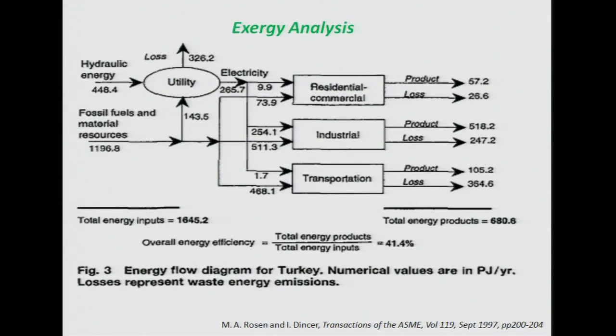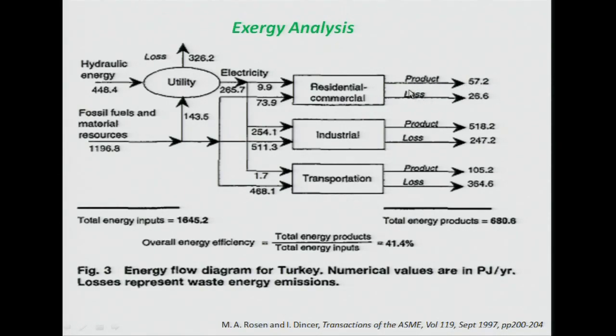So here's a diagram from another early Rosen and Dincer paper. These guys have written some pretty good stuff. They did an analysis of energy flow for Turkey. They've got hydraulic energy, so hydro, fossil fuels, utilities. They've got the losses put in here. They calculate where the energy is used: industry, residential, transportation. And you look at what's produced.